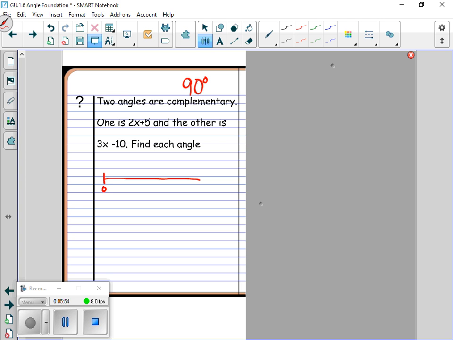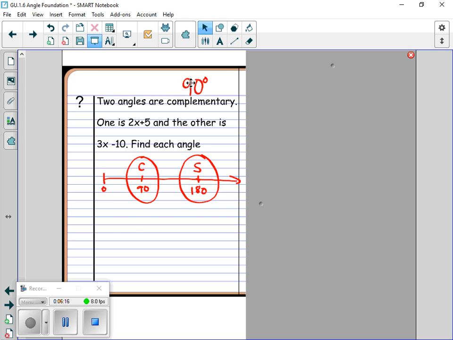So here's a number line, right? Here's 90 on the number line, and here's 180 on the number line. And of course, bigger numbers are down there. 90 comes before 180 on the number line, and so does C come in the alphabet before S. So if I'm stuck, I can remember complementary is 90, supplementary is 180. Well, in this case, it's telling me that they're complementary.